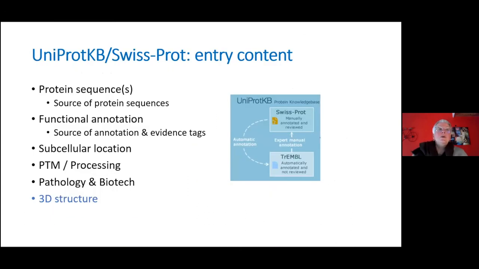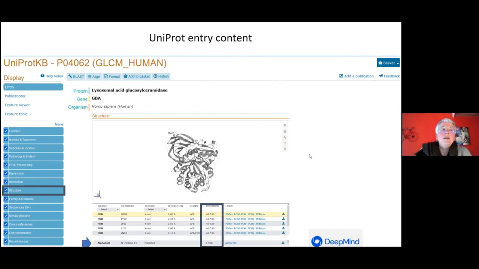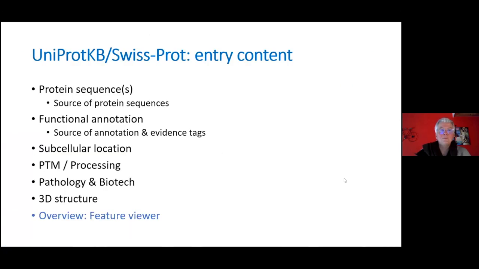Last but not least, we also provide the link to the 3D structure. In the structure section, you have the link to the PDB entries. What is done here by Swiss-Prot is to map, onto the canonical protein sequence, the position of the protein which is available in 3D structure. And at the end, we have now integrated all the predictions done by DeepMind in the AlphaFold database, and you have access to the prediction, which covers the entire protein sequence.